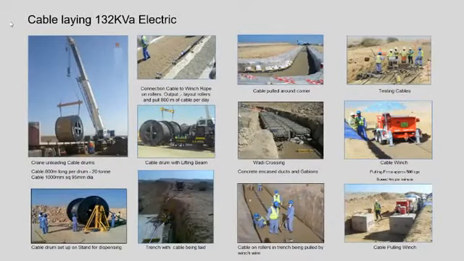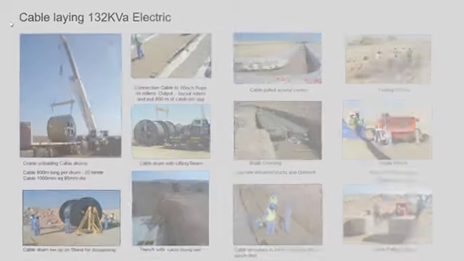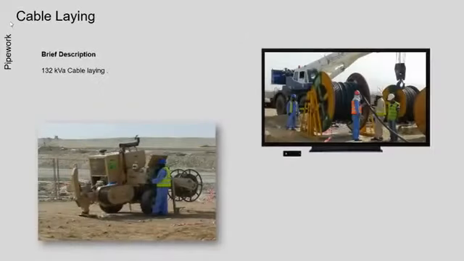Electrical cable laying. Cable laying operations. A winch is used to pull the cable off a drum. Rollers are used so the cable doesn't drag along the ground.